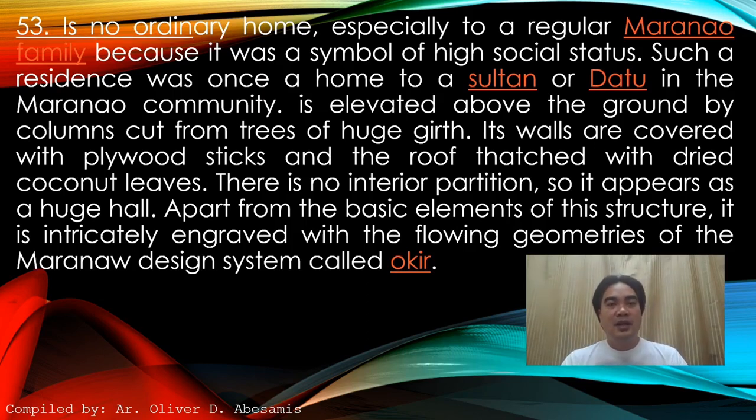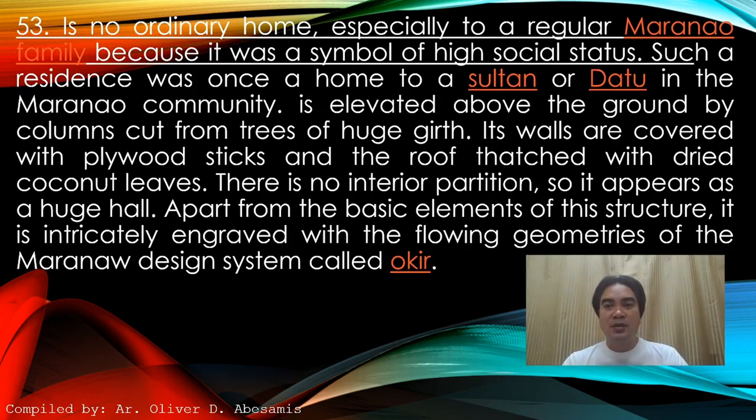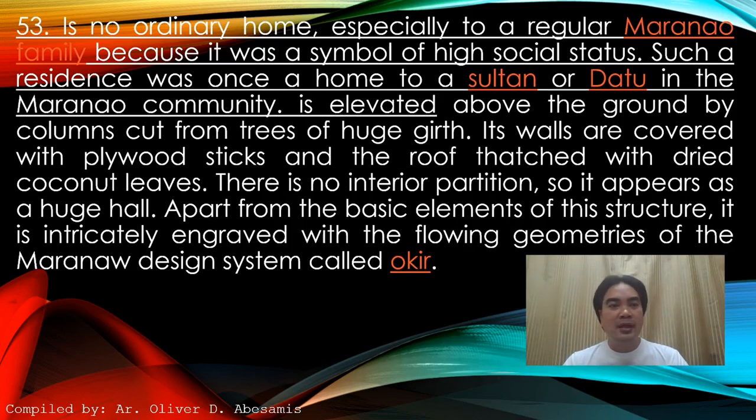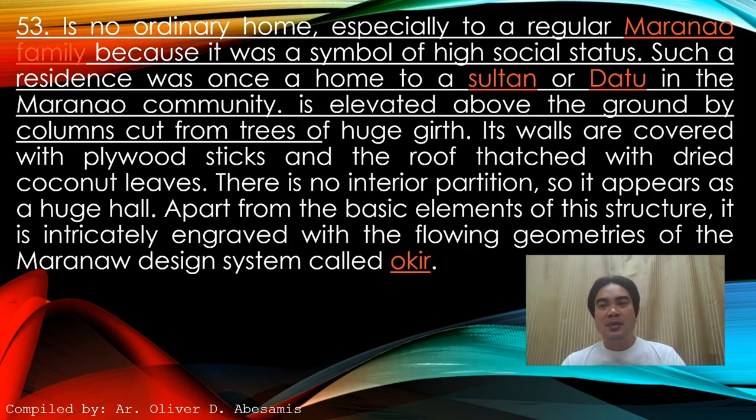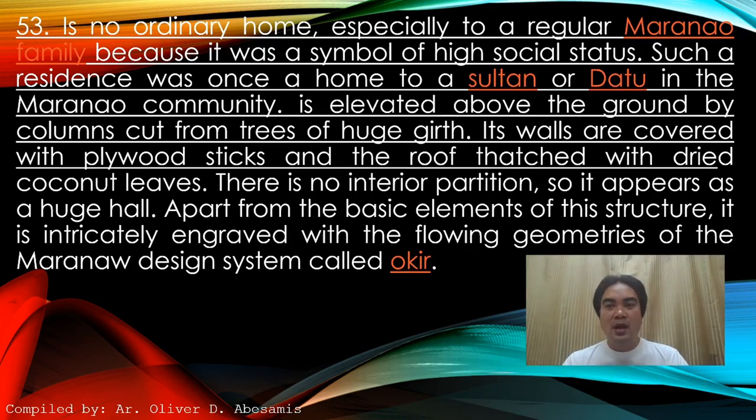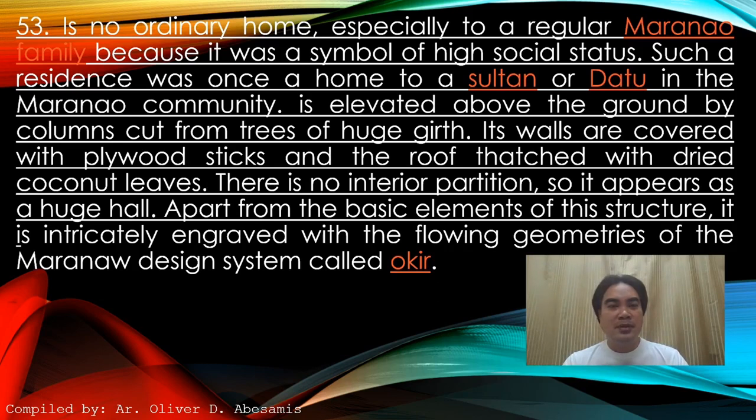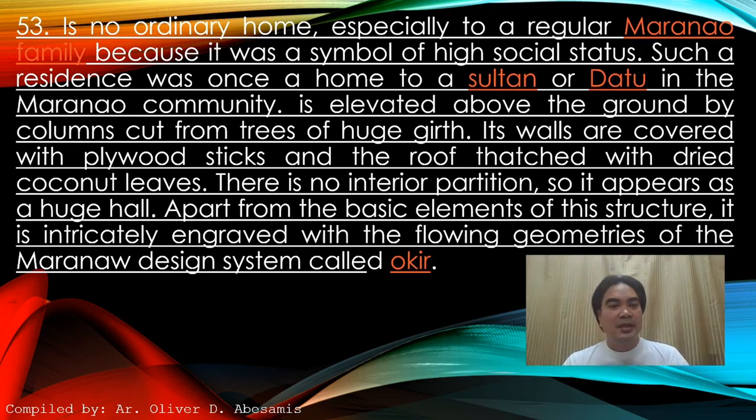53. This is no ordinary home, especially to a regular Maranao family, because it was a symbol of high social status. Such a residence was once a home to a sultan or datu in the Maranao community. This is elevated above the ground by columns cut from trees of huge girth. Its walls are covered with plywood sticks and the roof touched with dried coconut leaves. There is no interior partition, so it appears as a huge hall. Apart from the basic elements of this structure, it is intricately engraved with the flowing geometries of the Maranao design system called Okir.